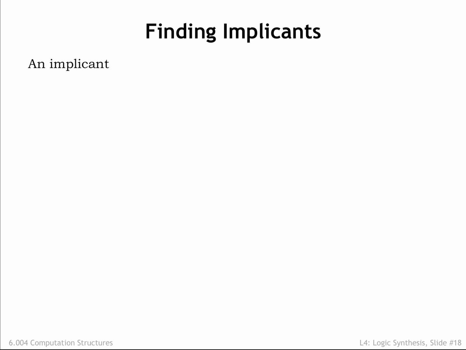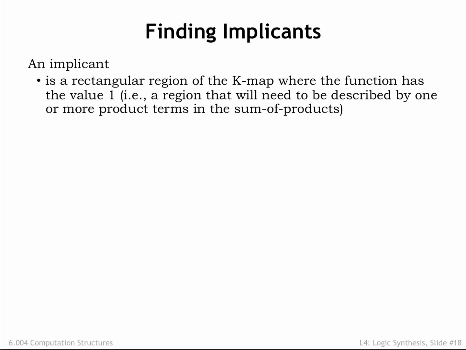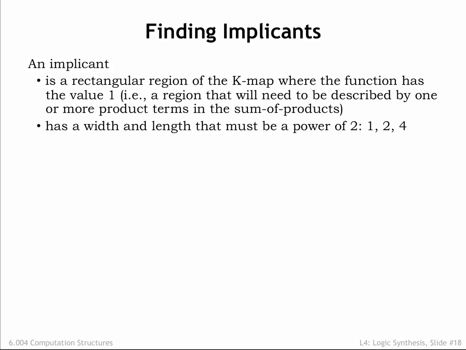of products expression. Let's introduce the notion of an implicant, a fancy name for a rectangular region of the K-map where the entries are all 1s. Remember, when an entry is a 1, we'll want the sum of products expression to evaluate to true for that particular combination of input values. We require the width and length of the implicant to be a power of 2. In other words, the region should have 1, 2, or 4 rows, and 1, 2, or 4 columns. It's okay for implicants to overlap.